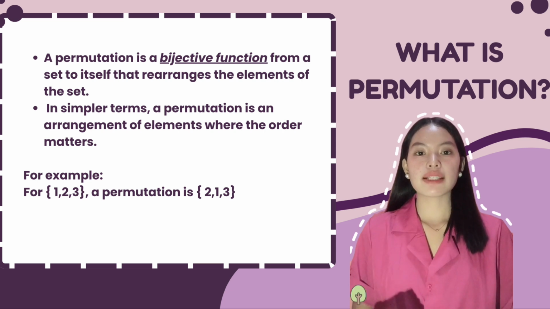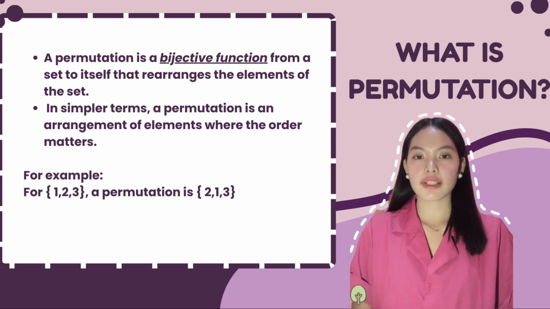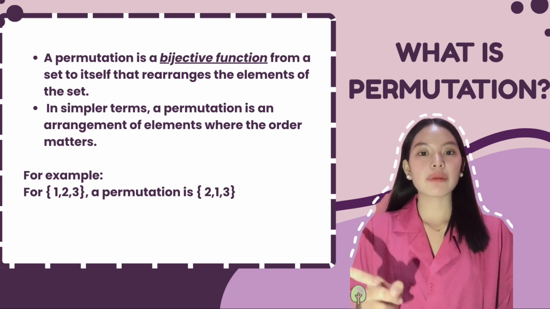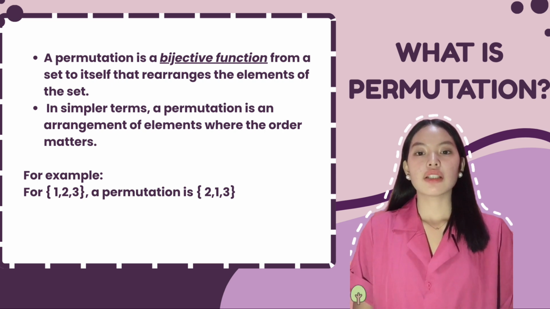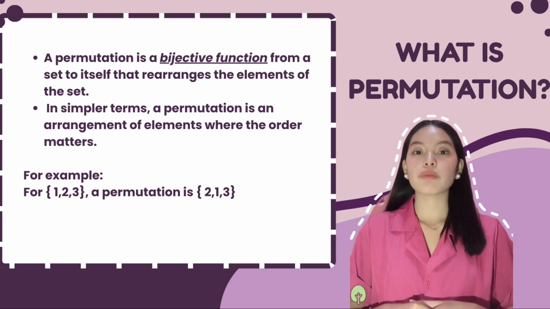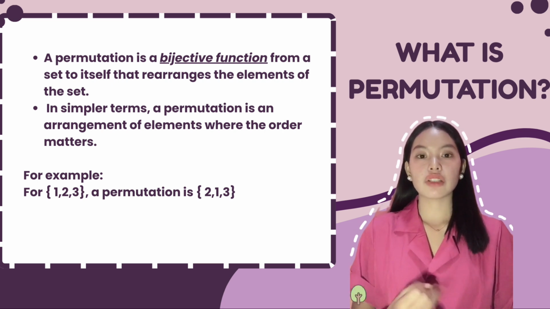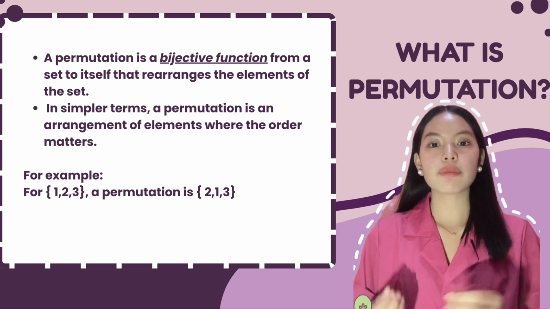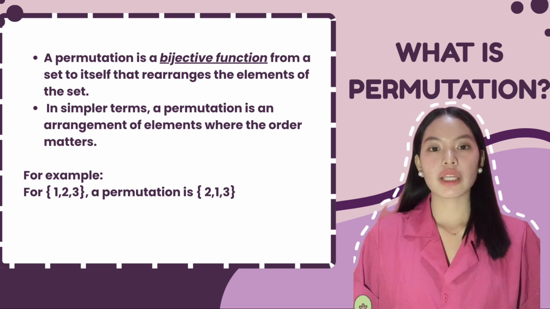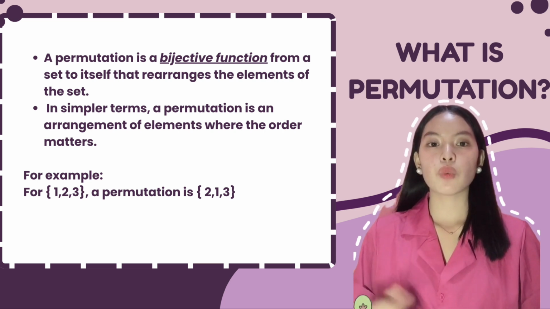A permutation is a bijective function from a set to itself. It rearranges the elements of a set without repetition. When we say bijective, it is a combination of injective and surjective, which means no repetition and no one is left behind. An example: for the elements 1, 2, 3, a permutation is 2, 1, 3.